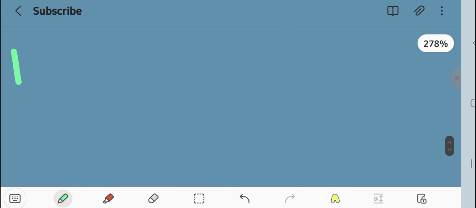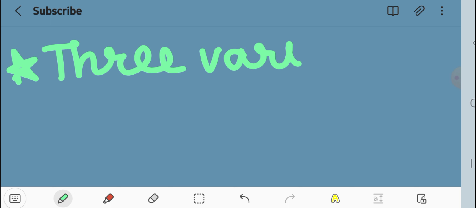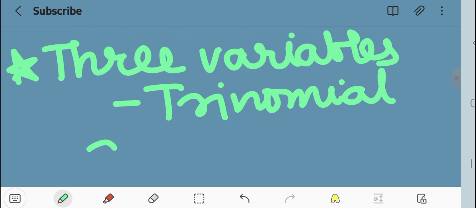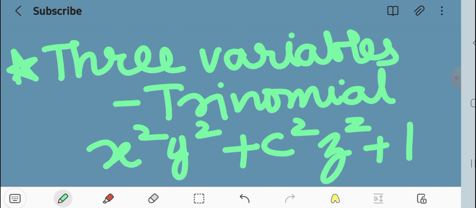Then three terms, we call that a trinomial. For example, x square plus y square plus z square is a trinomial.